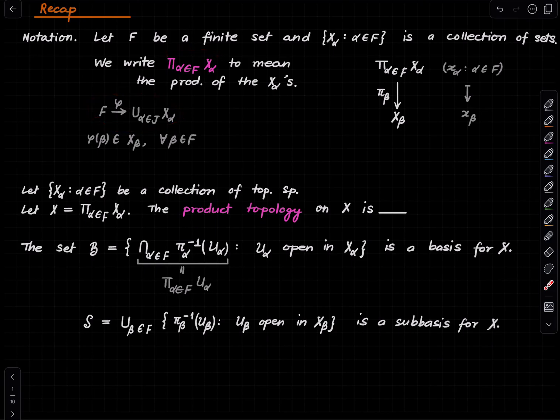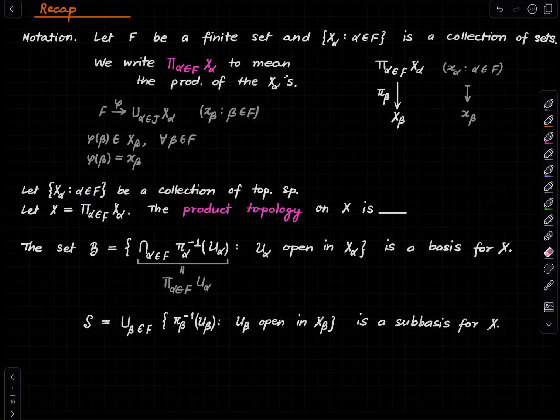And this may sound like a very unnatural thing because elements of products are typically thought of as tuples. But you can easily think of such a thing as a tuple, as we talked about. So you can think of it as the following tuple. Suppose we write phi of beta as little x beta. Then phi can be equivalently written as this tuple.